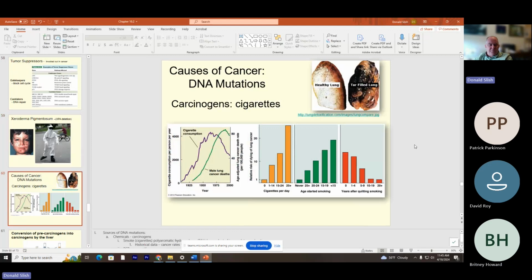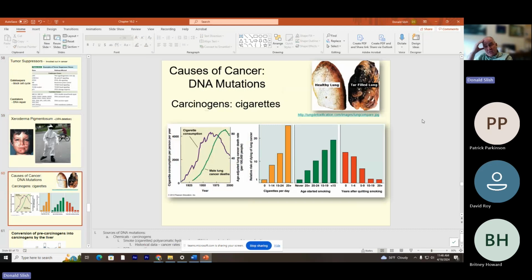Okay, so how do these mutations happen? What's happening? One thing is carcinogens, and there are a lot of carcinogens. I'm emphasizing smoking here because a lot of our undergraduates still smoke, if you can believe it.